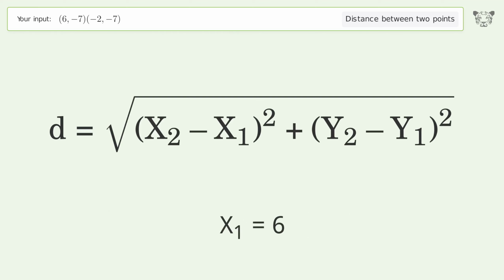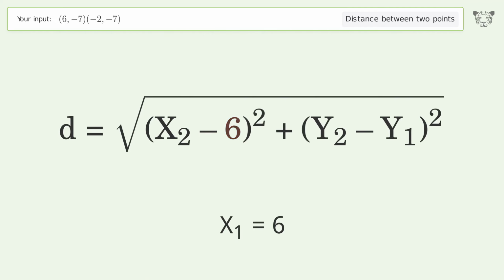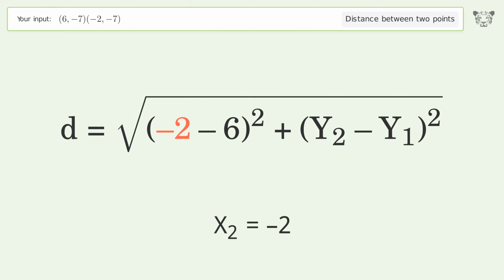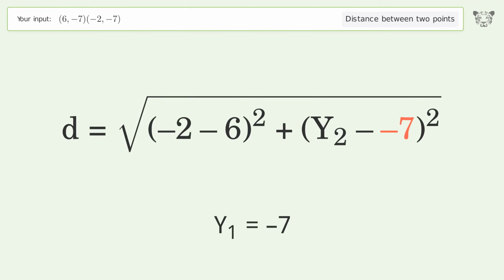x1 equals 6. x2 equals -2. y1 equals -7. y2 equals -7.